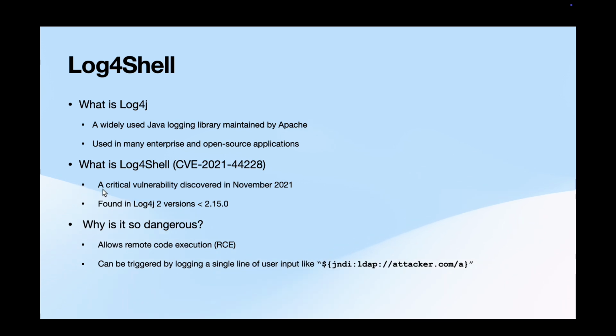Then, Log4Shell is a critical remote code execution vulnerability found in certain versions of Log4j2. Attackers can exploit it by sending specially crafted log input. It allows unauthorized users to execute arbitrary code on the server, posing a major security threat to millions of Java applications around the world. Another reason this vulnerability is so dangerous is because it can be easily triggered just by logging a single line of user input like this command.